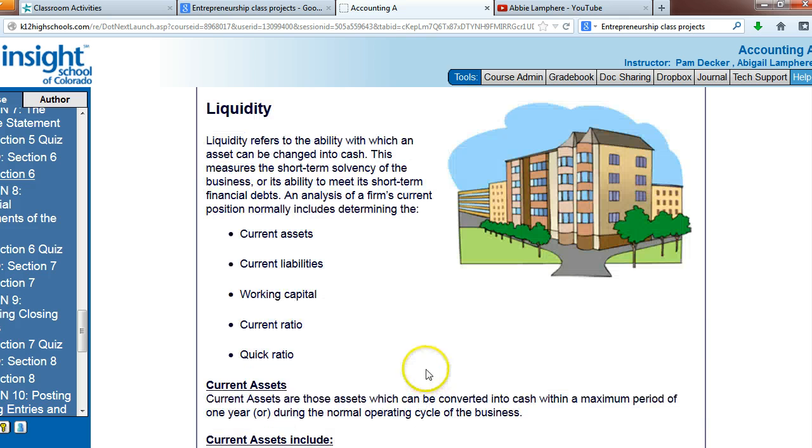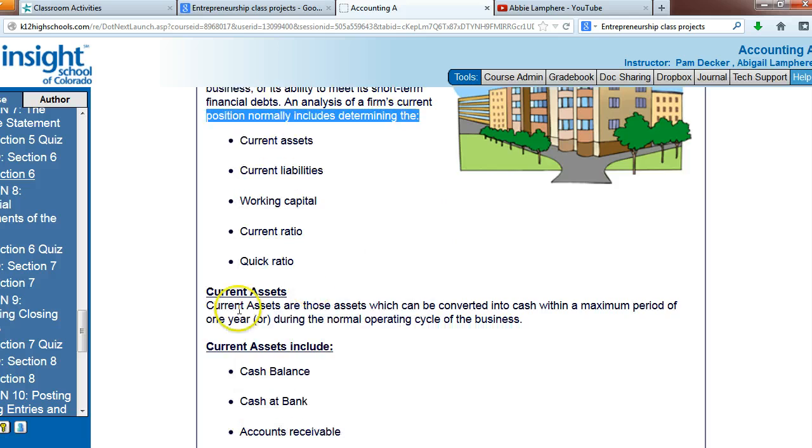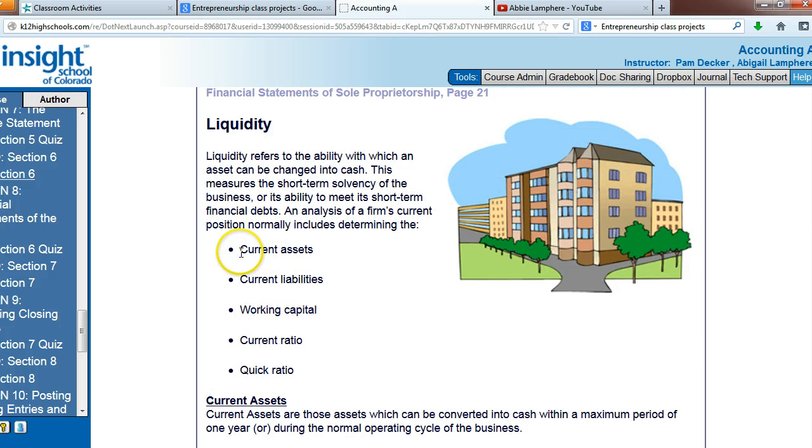When we refer to the liquidity of an asset, it's the ability to which an asset can be changed into cash. So how easily or how liquid is that item that can be converted over to cash? This measures the short-term solvency of the business, or its ability to meet its short-term financial debt. So what cash do we have available, or what assets do we have that we could change into cash in order to cover our short-term debts? So we want to take these into consideration.